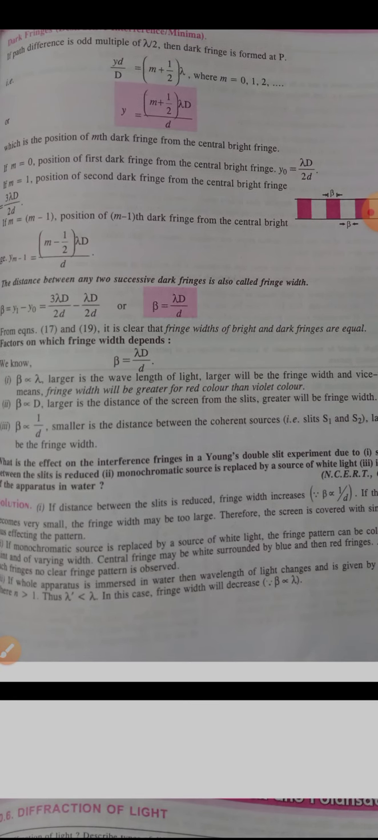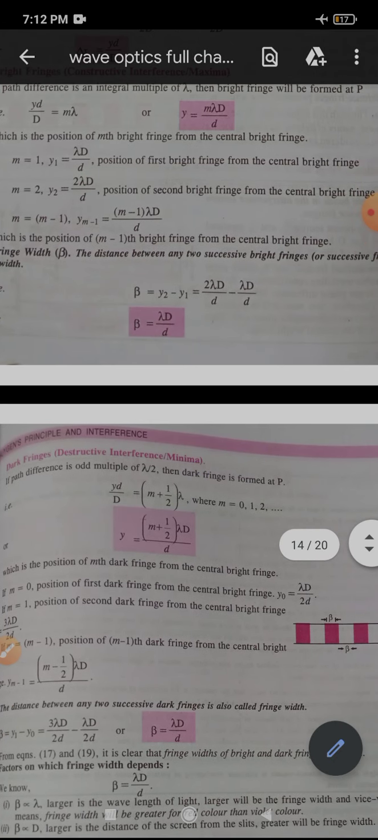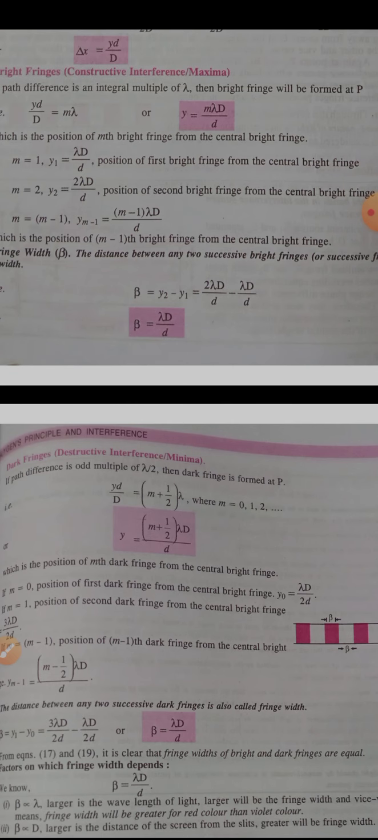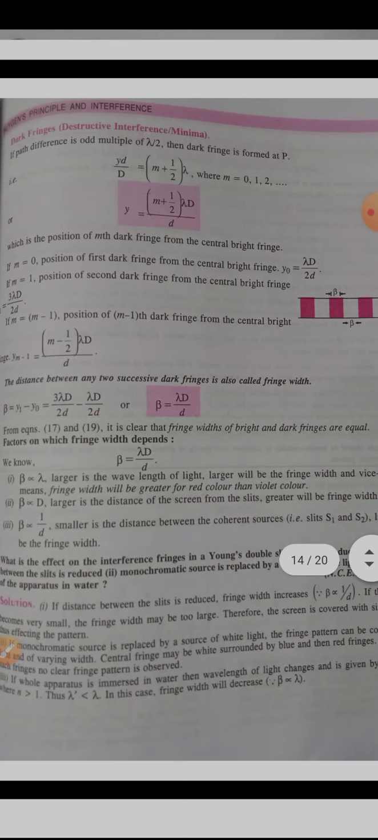By seeing all these equations, we can see that the fringe widths of the bright and dark fringes are equal. See, for the bright fringe we got beta is equal to lambda D divided by d, and for the dark fringe we also got beta is equal to lambda D divided by d. So the fringe width for both dark and bright fringes is equal.